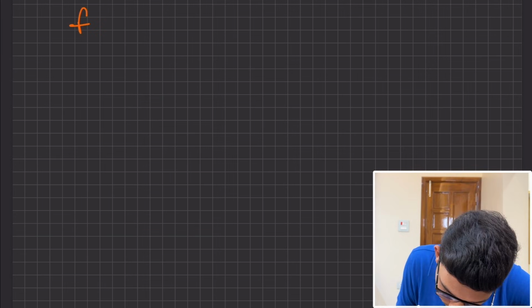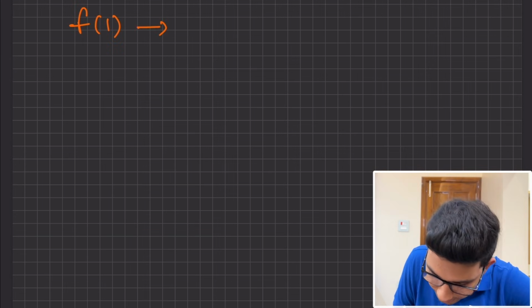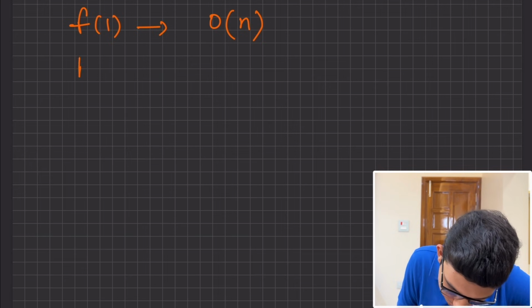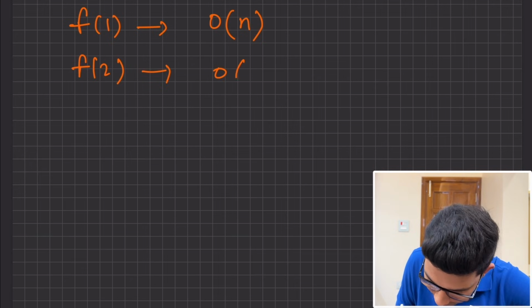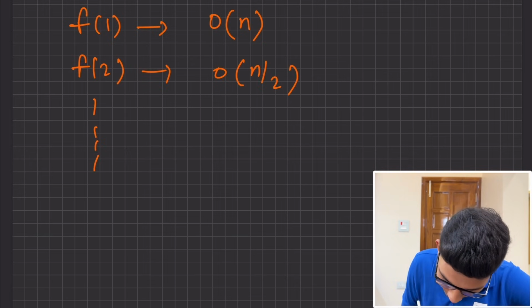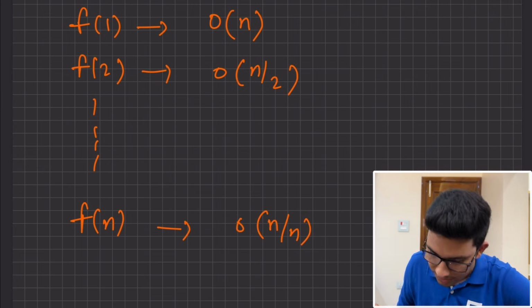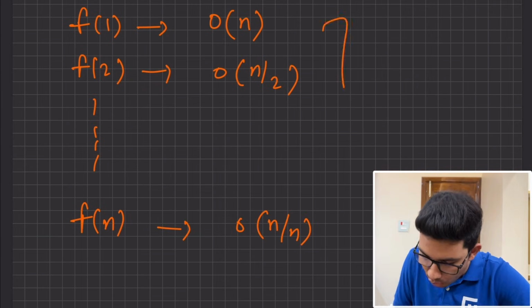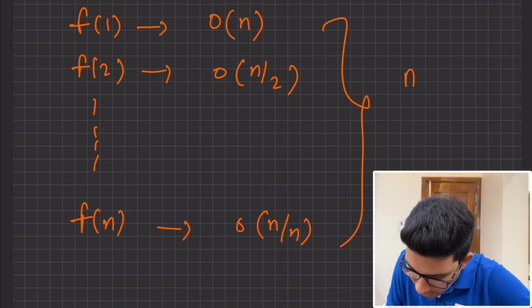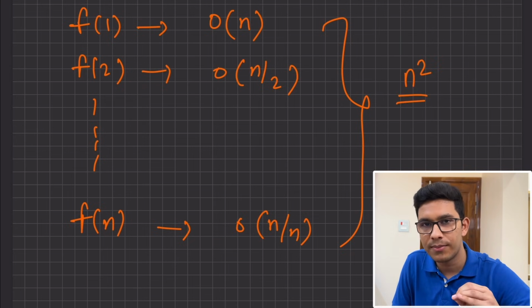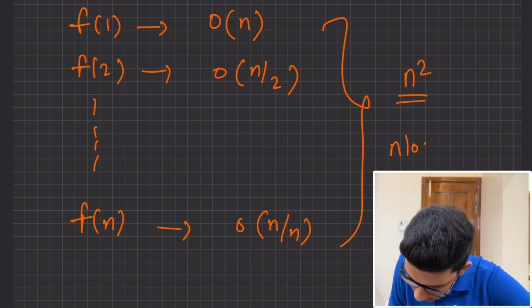So let's suppose f of 1 could have been evaluated in order of n time. f of 2 could have been evaluated in, let's suppose, n by 2 time. Okay, and so on, and f of n would have been evaluated in, let's suppose, order of n by n time. In this case, if you add up all these times, it will not come out to be n square. It will actually come out to be n log n.